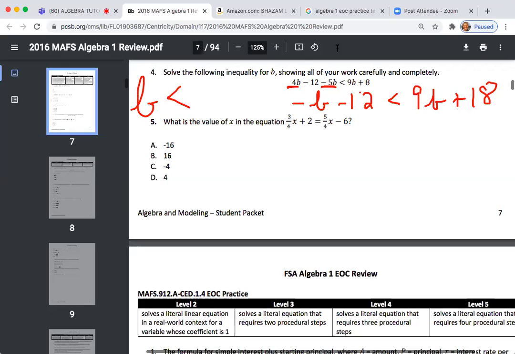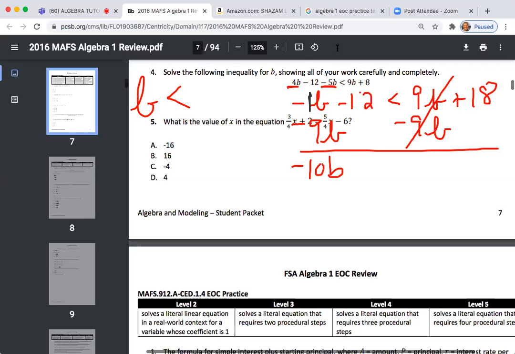By the way, it doesn't matter which side your variable is on, okay? So I'm going to subtract the 9B from both sides. Now, remember that B here, guys, seems like it doesn't have a coefficient in front of it. There is a coefficient. The coefficient is 1. So now you can go ahead and combine them. Negative 1B minus 9B is negative 10B, okay? This cancels out over here. Bring down the negative 12, bring down the 18, all right?